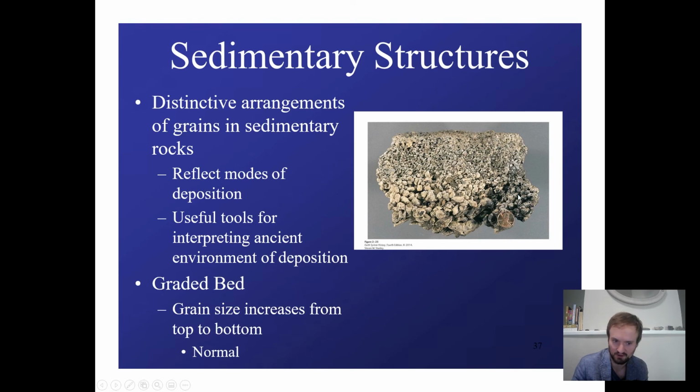So you can imagine during this event, all the coarse grained material fell out first, and then finer grained material fell out later, suggesting that the energy of this event decreased going upwards. Okay, so we had high energy to start with, and then it got to low energy at the end. This helps you interpret how these things were deposited. And this would be what we'd call a normal grading. Okay, reverse would be the other way, where it starts with small stuff and then works its way up. And it could mean that it was overturned.